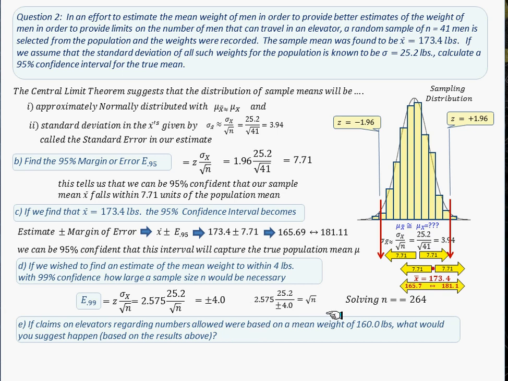So this means that to go to this level of accuracy, we must increase the sample size to 264. This means that this curve will be sufficiently narrowed to make that error that small. If it claims that the elevators were based on a mean weight of 160 pounds, what would you suggest happen? Change the signs and lower the number of people.